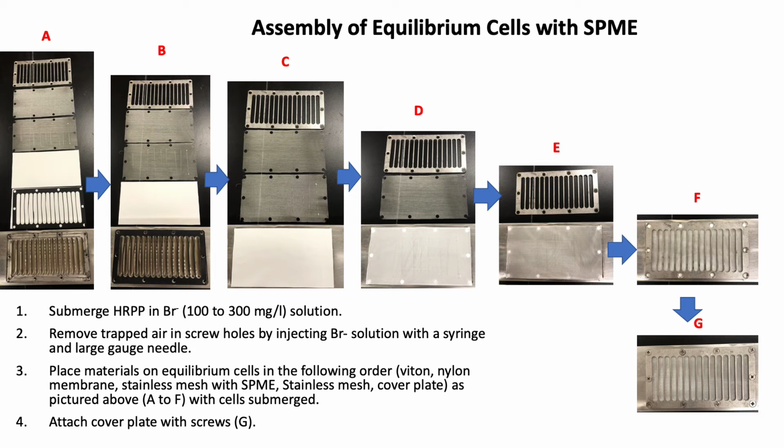The next step is to place the materials. So in slide A, it shows the sampler with none of the materials. In slide B, you can see that the gasket, the Viton gasket, has been placed over the cells. In picture C, the membrane has been placed over the cells. In slide D, the stainless steel mesh with the fibers attached has been placed. In slide E, the top stainless steel mesh covers the fibers to protect them. And in slide F, the cover plate has been placed. And in slide G, the cover plate has been screwed to the sampler using stainless steel screws. And again, all of this is demonstrated in the accompanying video on YouTube.